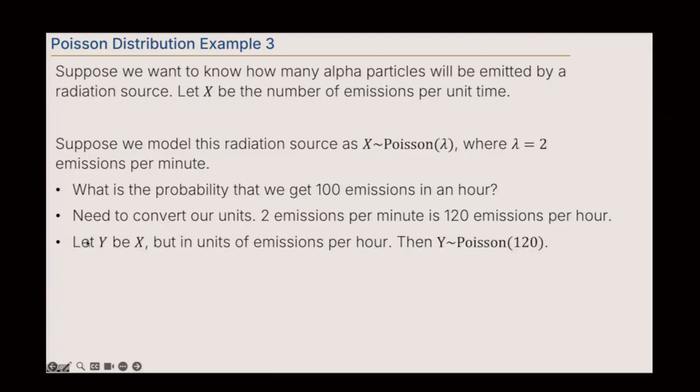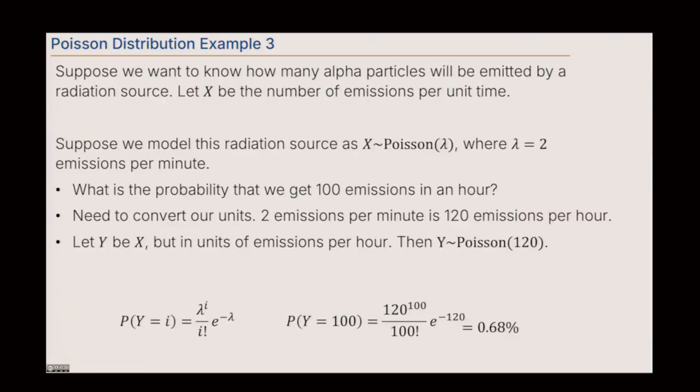So I'll say that y is the same thing as x, our original random variable, but in units of emissions per hour. And so y is going to be Poisson of 120. If I wanted to know the chance to get 100 emissions in an hour, it's just the same old formula, now using our new parameter, 120, and we get some number, 0.68%.